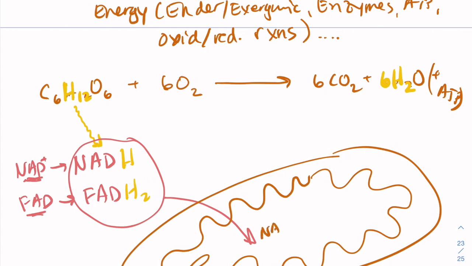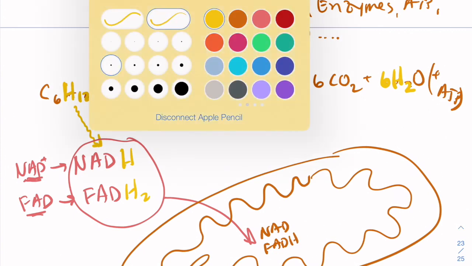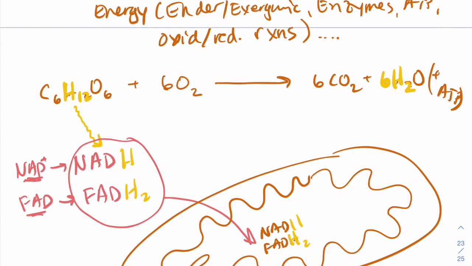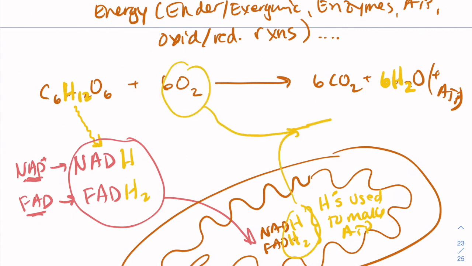So we get NADH and FADH2. Oops, I'm not color coding properly here. And there the hydrogens are used to make ATP. When they're done with that, those hydrogens join with O2 to make water. So it becomes H2O, after making a bunch of ATP. So let's look at how that is done.